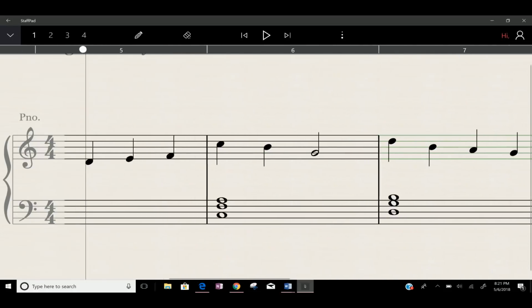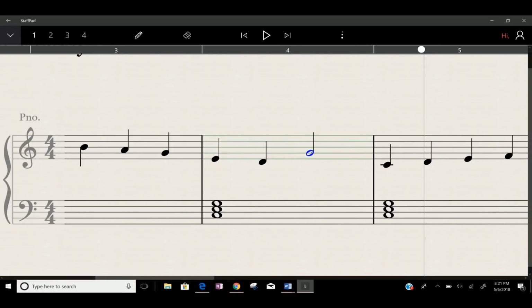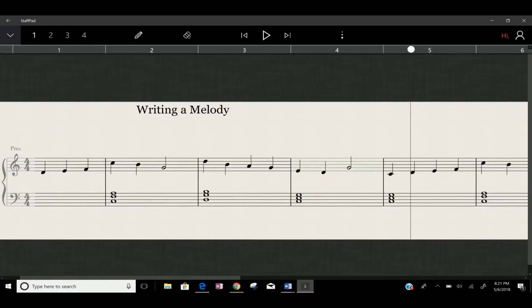You know what? I want to change this. I'm actually going to change the first phrase. Sorry if this creates any confusion. I want to put a G right here, only because when you end a phrase on the fifth note of the chord, so see how we have a C major chord.